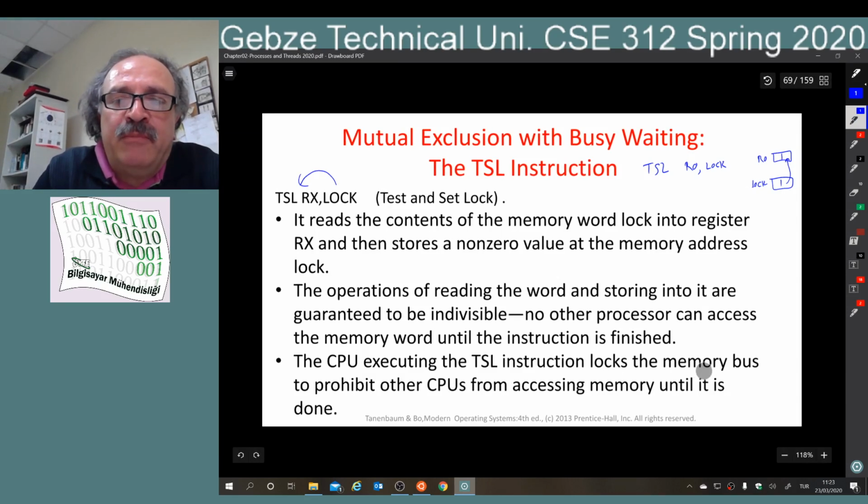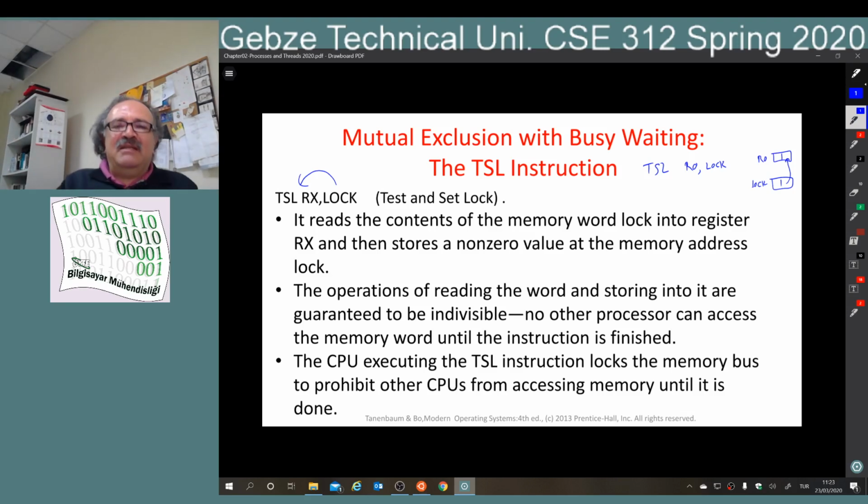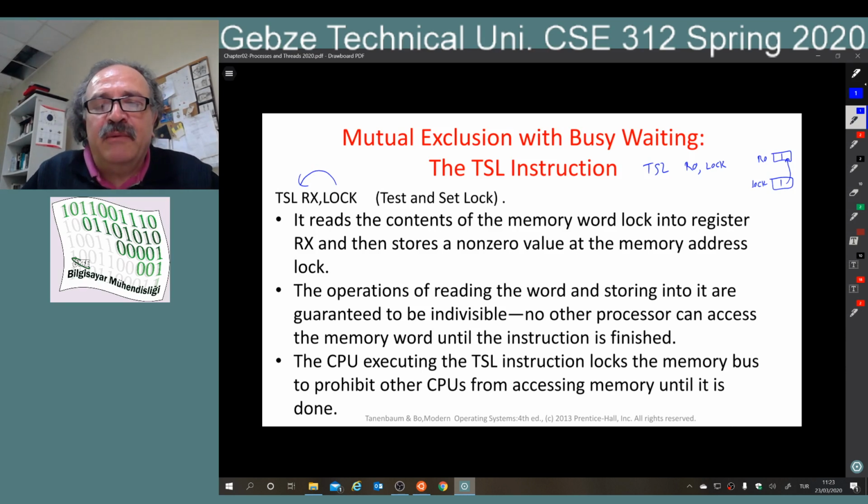They lock the memory bus. They don't disable the interrupts while they are executing this instruction. They lock the memory bus. That means that nobody can have access to the memory. Well, that's a dangerous thing. Maybe it is inefficient, but it is just a very, very small amount of time. Nanoseconds we are talking about.